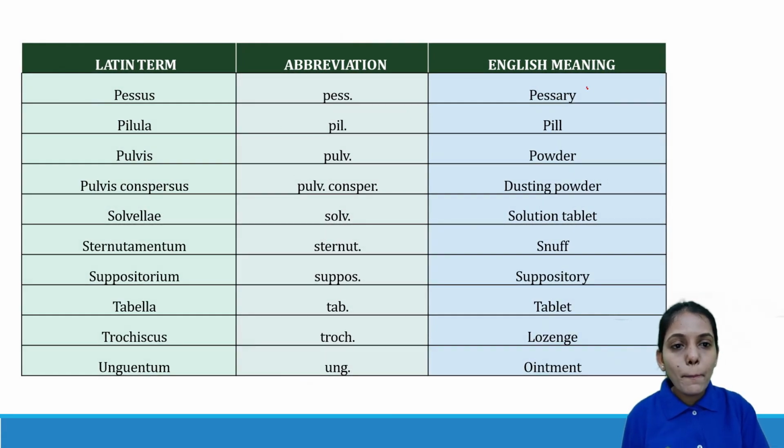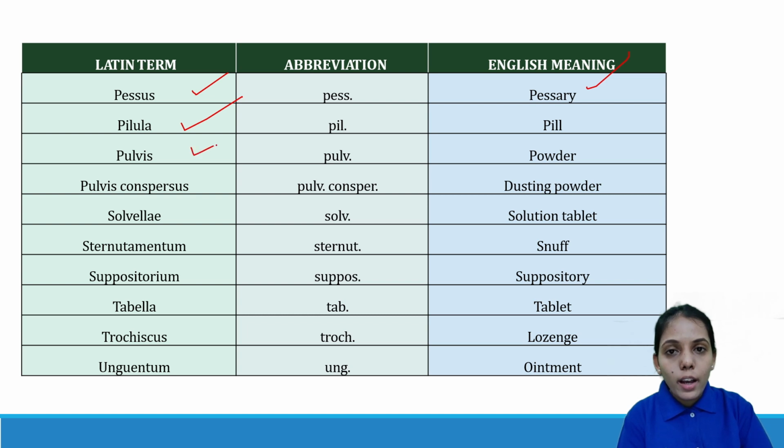Pessary. One more thing, vaginal suppositories are also known as pessaries. So apart from vaginal suppositories, remember the urethral and the other suppository names. Here pessars means pessary. Pilula, easy again. Pilula means pills. Pilula is nothing but pills.